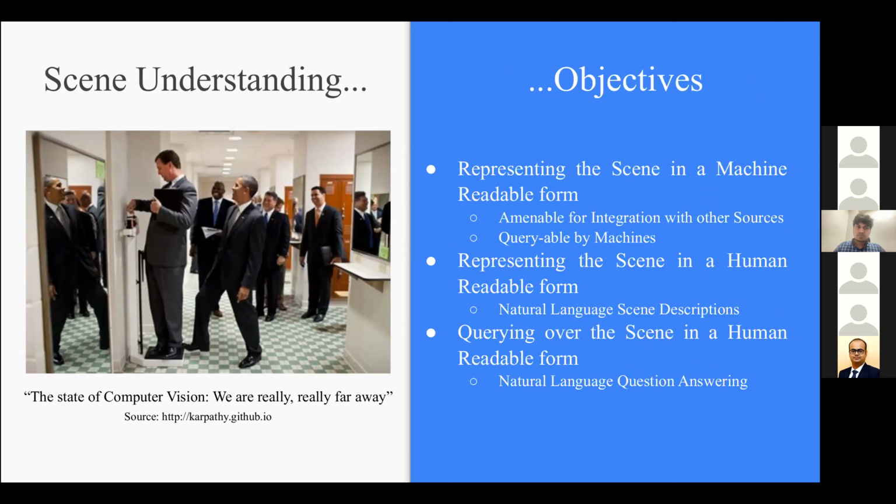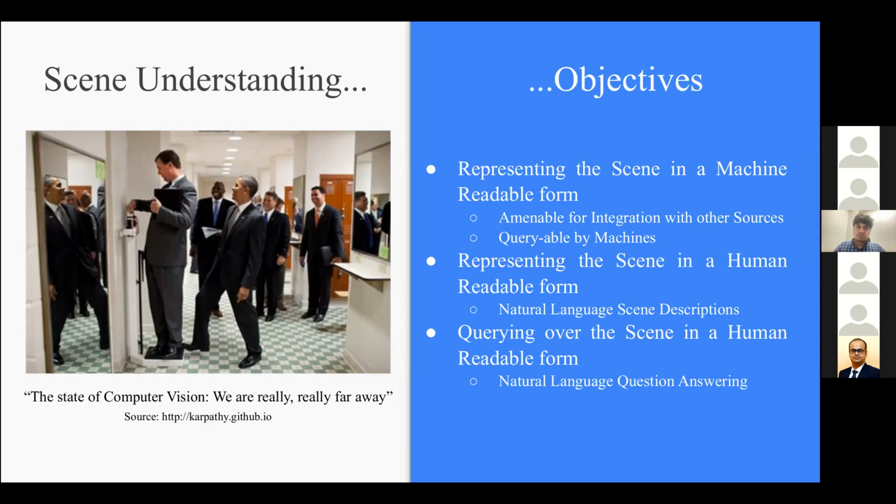It should be represented in a manner that is understandable by humans too. And natural language is the most easily understood form of data that a human can comprehend. So we would like the image or the scene to be translated in natural language to depict the scene descriptions. And the third objective being querying over the scene in a human readable form. So we would like the machine to parse the image and be able to answer natural language questions when asked over it.